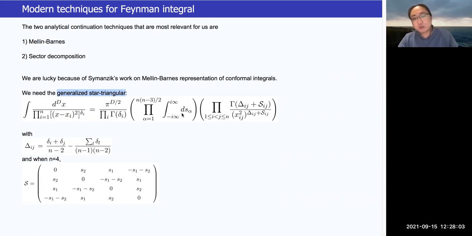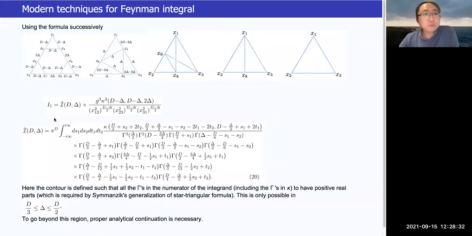Essentially, when you have 4 legs, you need to integrate S1 and S2 along the imaginary axis, and you need to deal with these gamma functions, and these powers would contain this X. I forgot to mention that the summation of these deltas needs to be equal to D, so that this middle point is conformally invariant. Okay, so this helps us a lot in terms of deriving the Mellin representations.